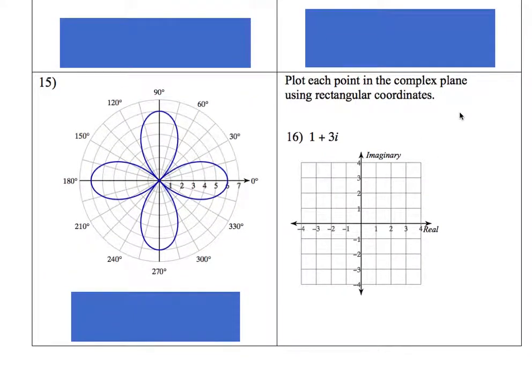Let's see, 16. We just did 17. Again, imaginary solution. Hopefully you realize that this is the real number. This is the imaginary number. Okay, so on the real axis, it's 1. On the imaginary axis, it's 3. So your point is right there. You're done.